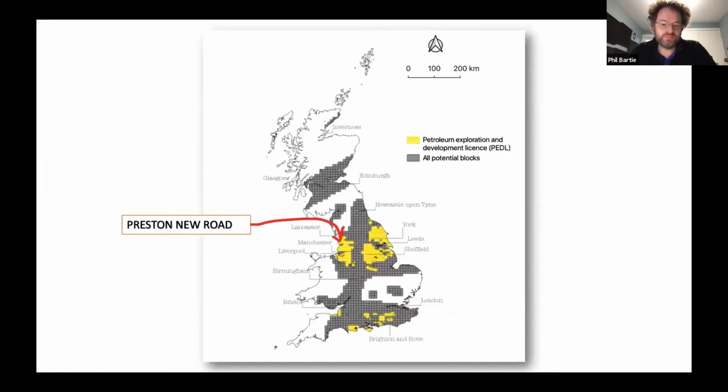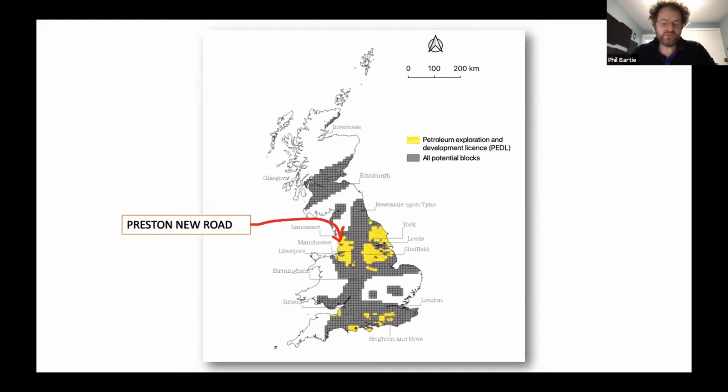So this is how the UK decided to work with fracking. They spoke to the experts, geologists, about where there potentially was actual available shale gas to be extracted. So those grey areas there are the potential blocks. And then these were available to be licensed. The yellow ones are where an actual PEDL, or petroleum exploration and development license, was available and sold. And the one that I've highlighted there, Preston New Road, is the only site where extraction has actually happened.